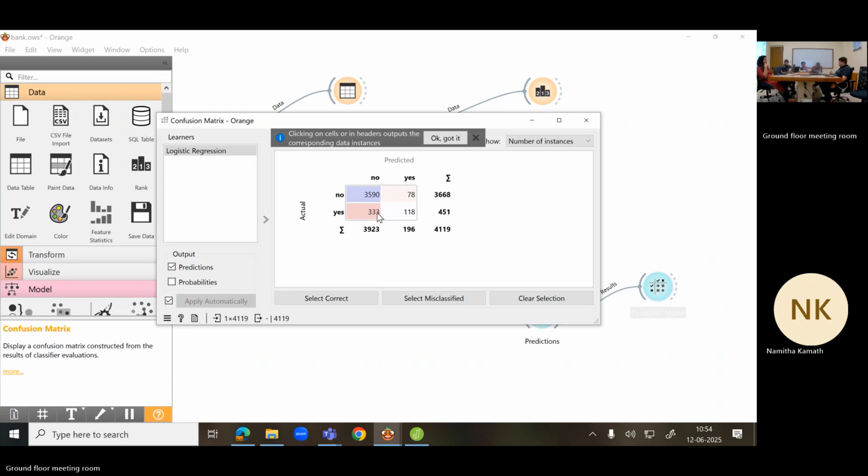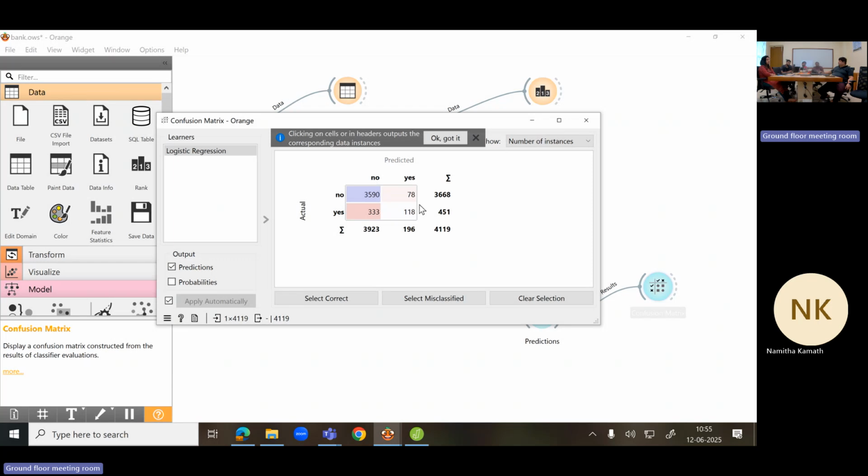So the point is that when the false negative is critical, then you need to consider recall as your metric for assessing the quality of the model.